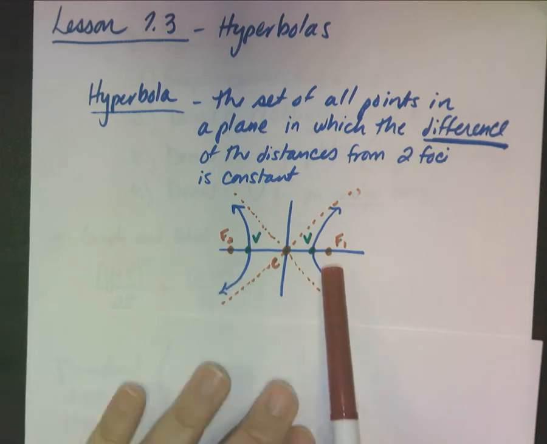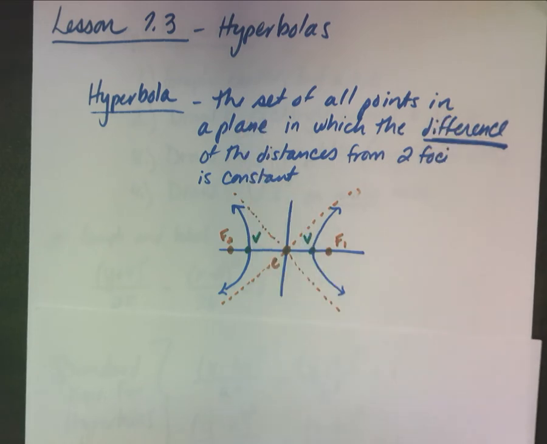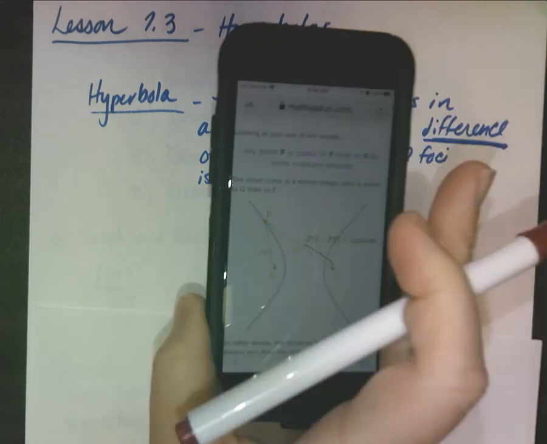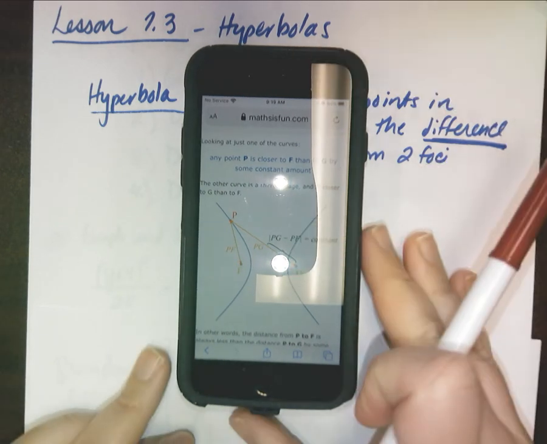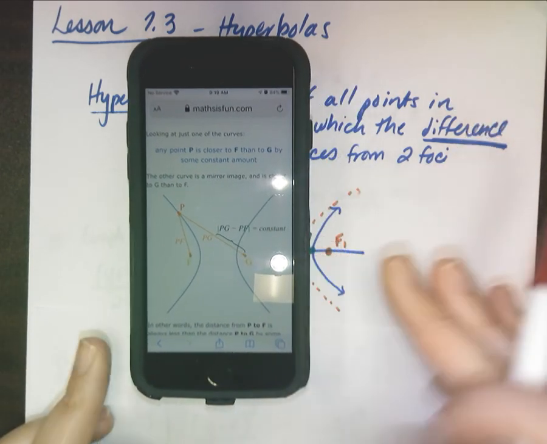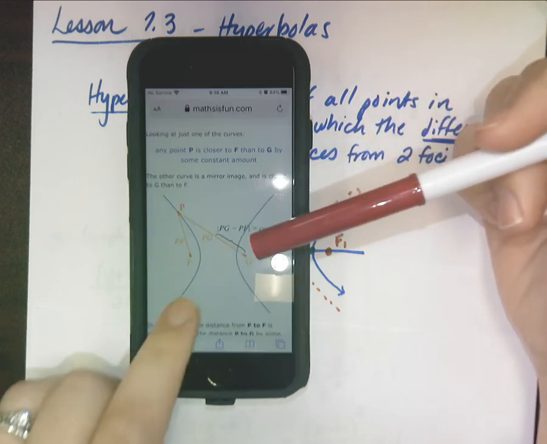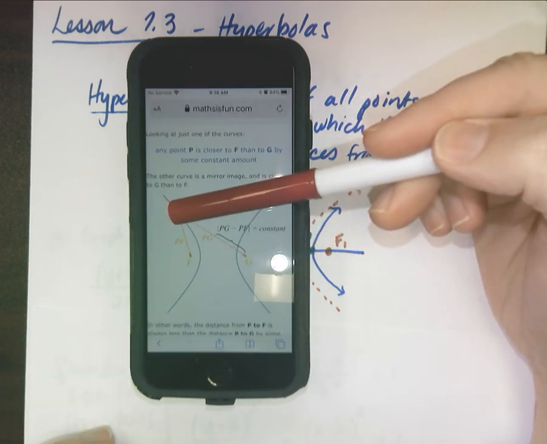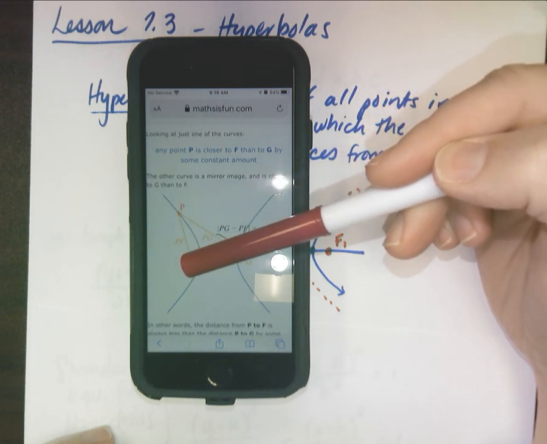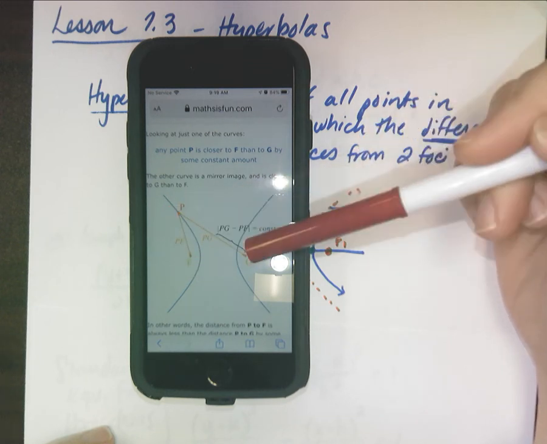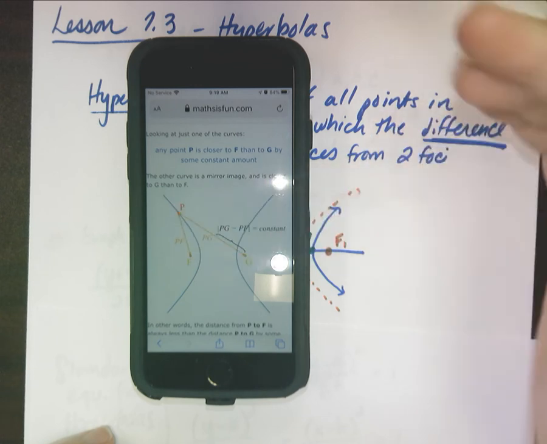Now, what this definition is saying, just so you understand, oh, by the way, you also have to find a center point because the vertices have to be the same distance from that center point. But the difference of the distance from this foci to a point on the hyperbola over to this foci, those differences is the same wherever I move it.